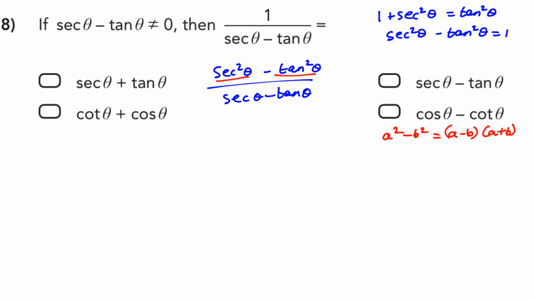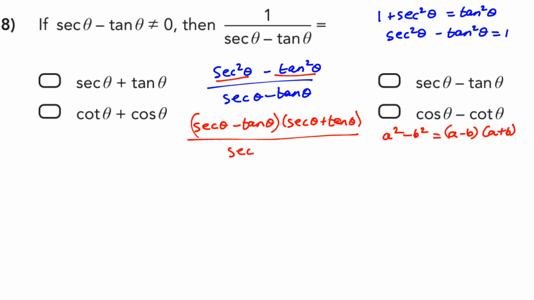So sec square theta minus tan square theta will become sec theta minus tan theta, and sec theta plus tan theta, over sec theta minus tan theta. So this is common, it will get cancelled. We are left with sec theta plus tan theta. So that is our answer here, A.